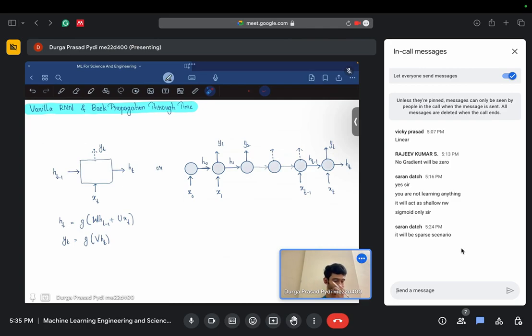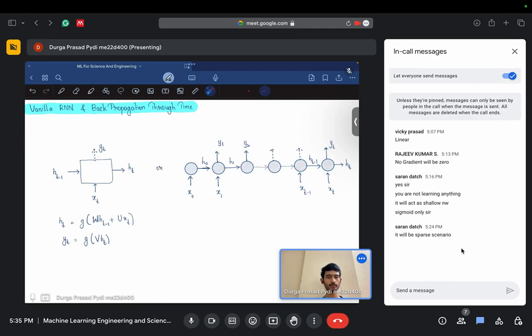The equations shown here are for a vanilla RNN, where H is your hidden state from the previous time step, and you use that as well as the new input value to calculate the next hidden state, and with the hidden state you calculate Y. So what are these W, U and V? These are the weights that are being shared across different layers.